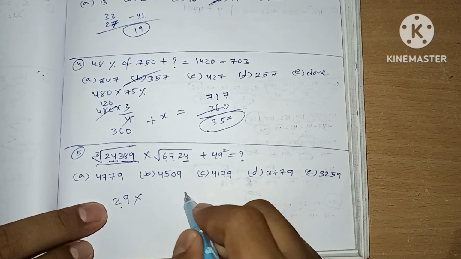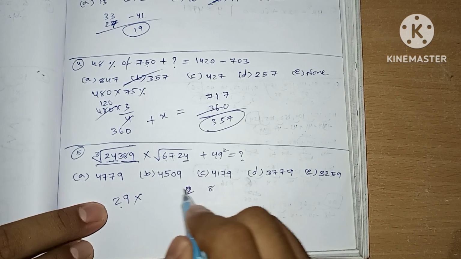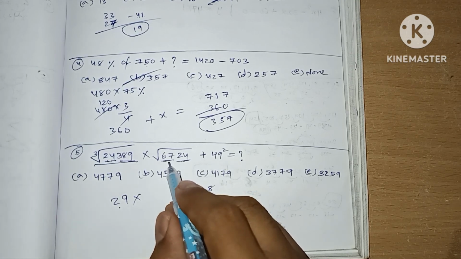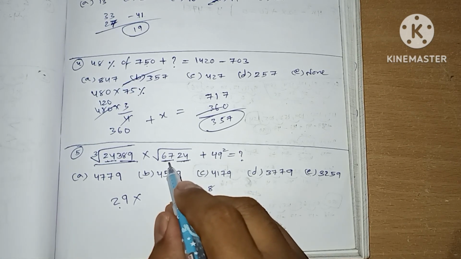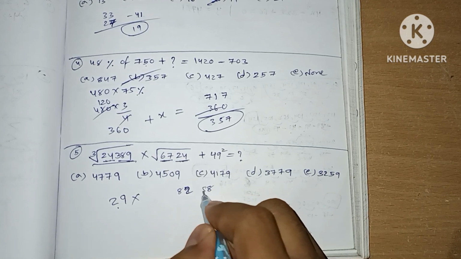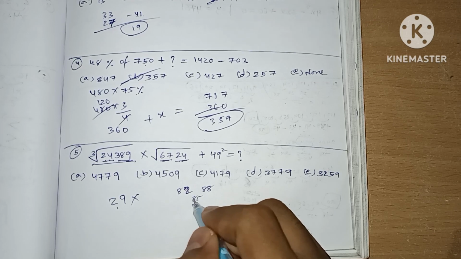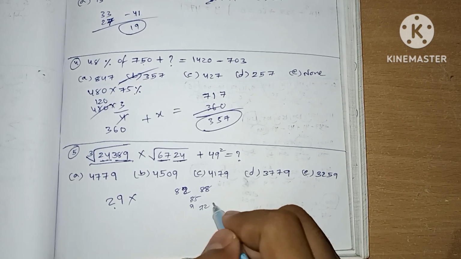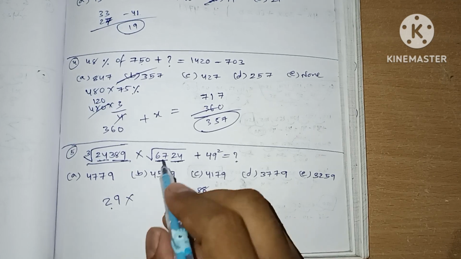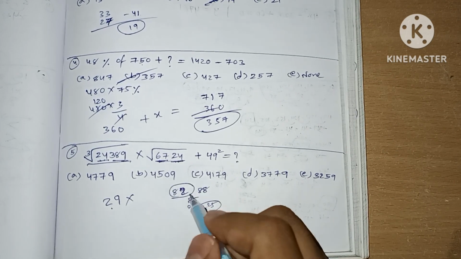Unit digit is 4. Means we get either 2 or 8 at the unit digit. Leaving 2 digits, we have 67. 67 means 8 square 64. Nearest square is 8 square, so we'll take 8. We know 85 square value is 8 9 times 72, 5 square 25. So 85 square value is 7225. But this number is lesser than 85 square, so answer will be 82.